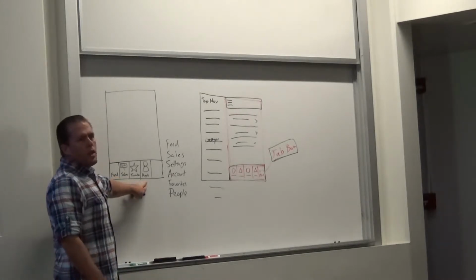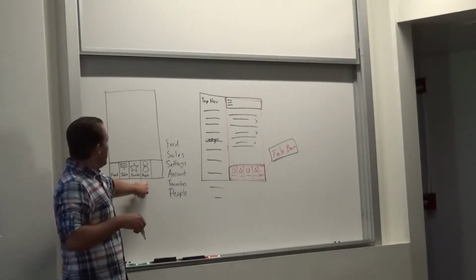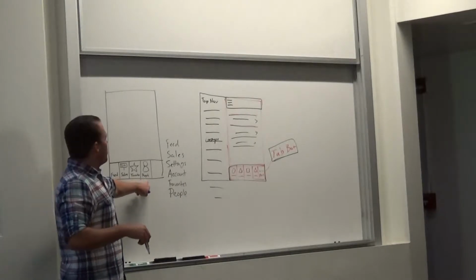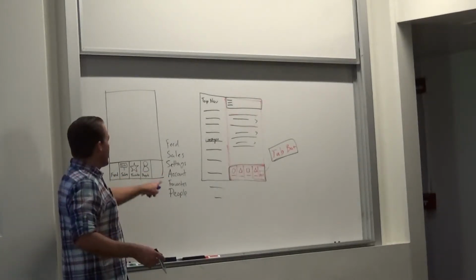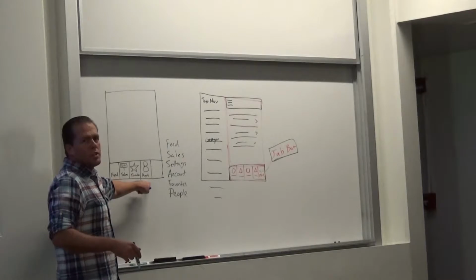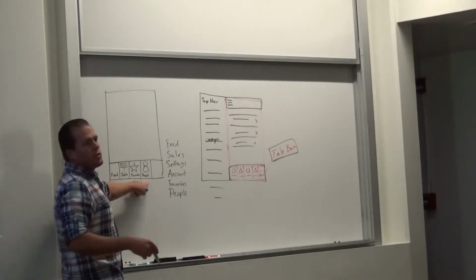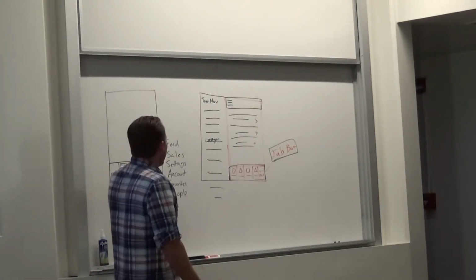some applications will put your profile under the people tab, but other places actually separate it out. So I think we're probably going to put our account information under the people tab, but we're also going to have the chance to find people there too. But let's see how that goes.